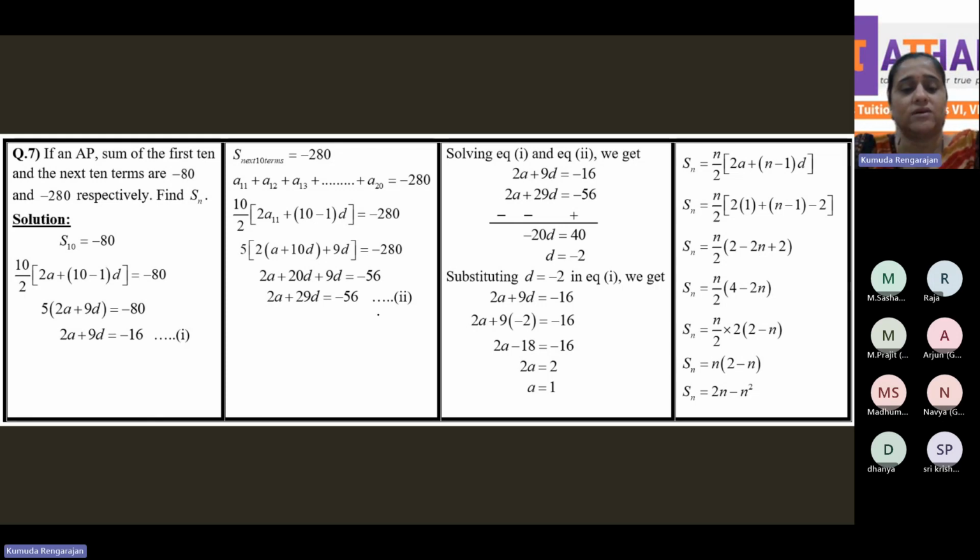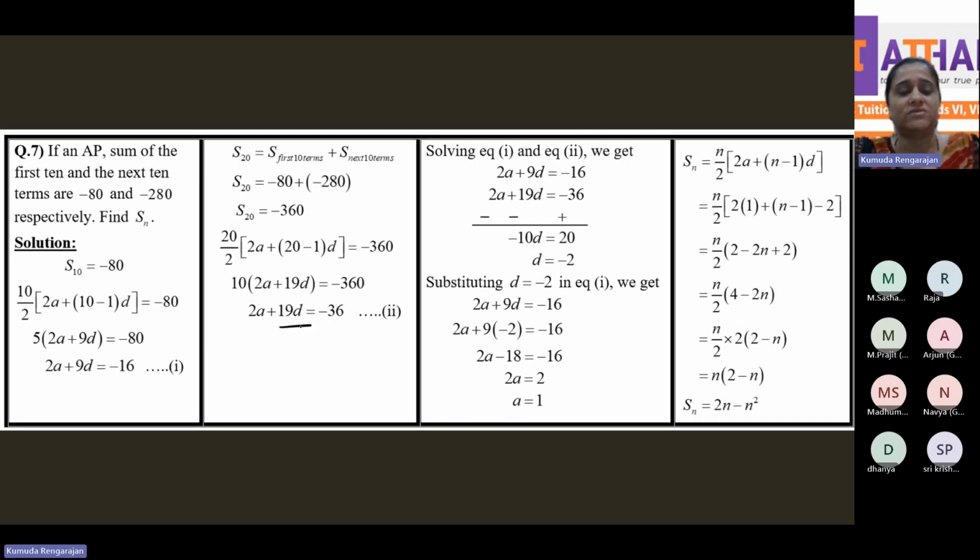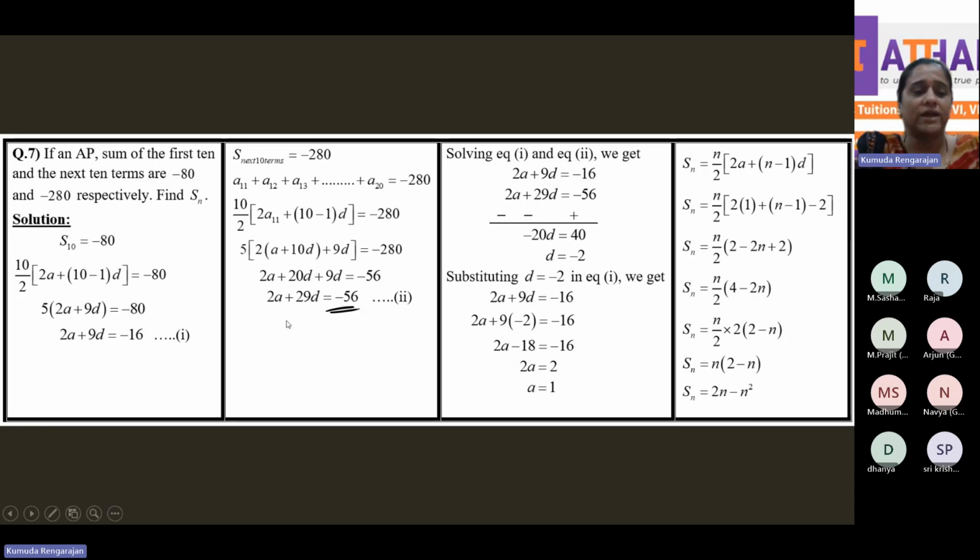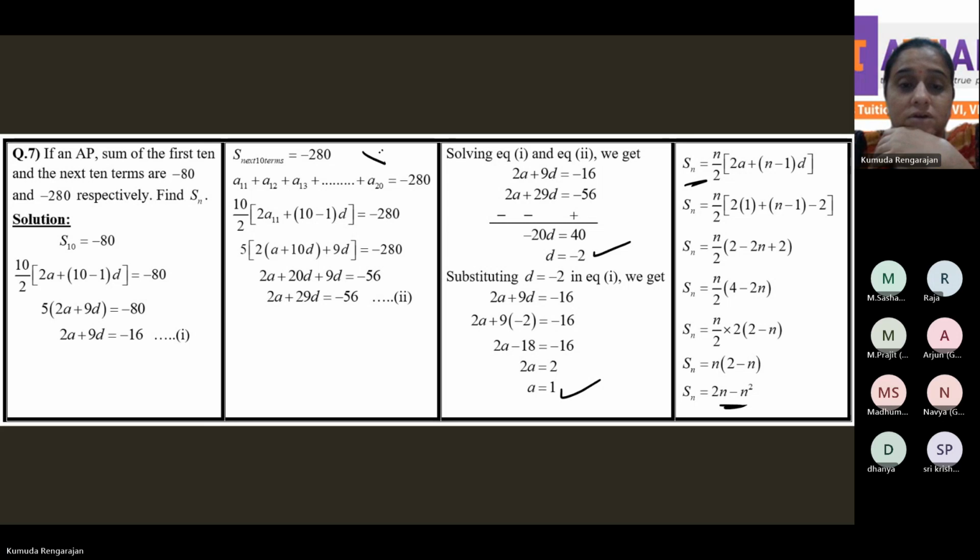When you work this, you get another equation. This equation will be different from the earlier equation, but the values for a and d will be the same. On solving, we get d is minus 2 and a is 1, and Sn is equal to 2n minus n squared. This is very, very important. Remember this.